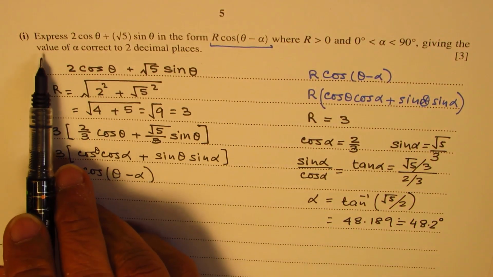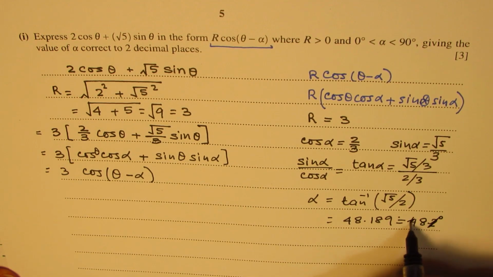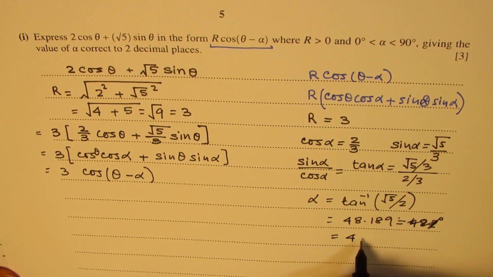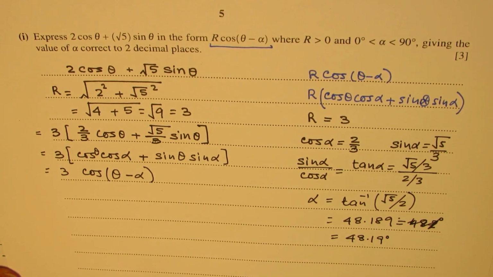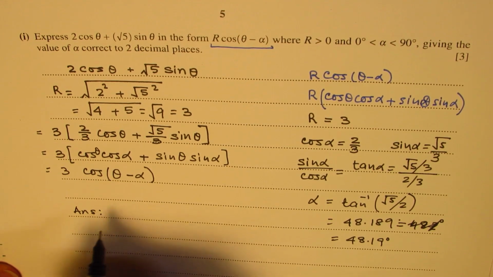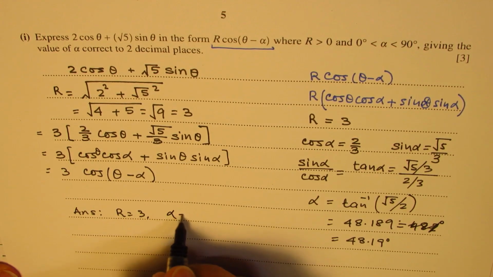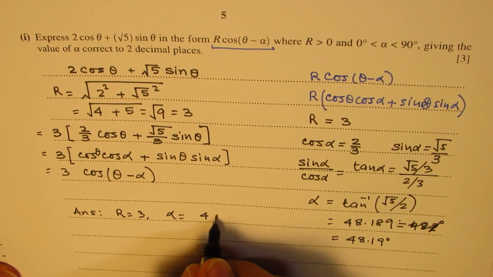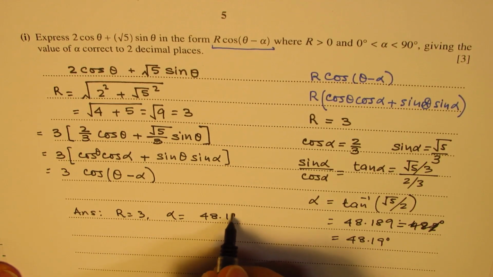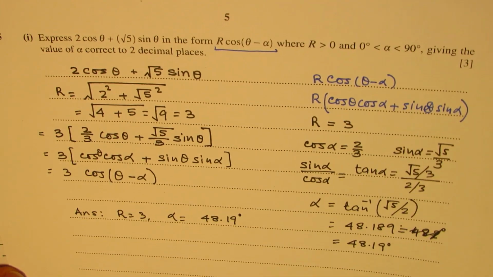So we have to find alpha correct to two decimal places. So we'll write this as 48.19 degrees. Correct. So that is how we'll do it. So we got our answer, which is R is equal to 3 and alpha is equal to 48.19 degrees. Clear? So that is how we'll solve it.